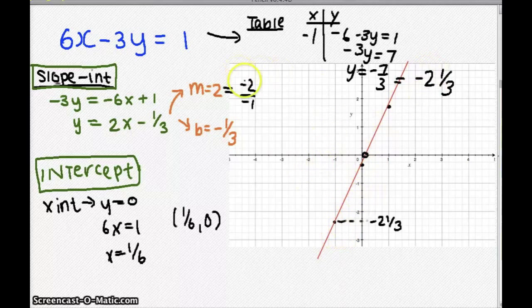This example is just to show that you can use all of the methods to check if the graph is right, especially if the slope, the y-intercept, or the x-intercept are not whole numbers.